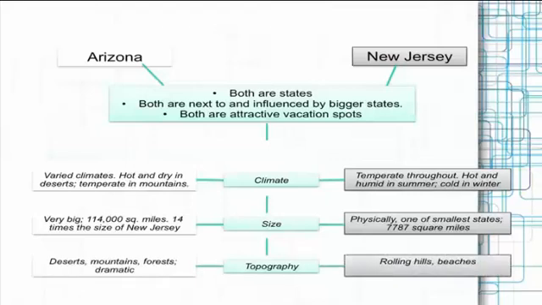And then we have the topography. New Jersey, not a staggering, bowl-you-over, knock-you-out topography, but it has rolling hills, beautiful beaches, some very attractive areas. Whereas Arizona, big drama: deserts, impressive mountains and forests, canyons, a very, very dramatic landscape.